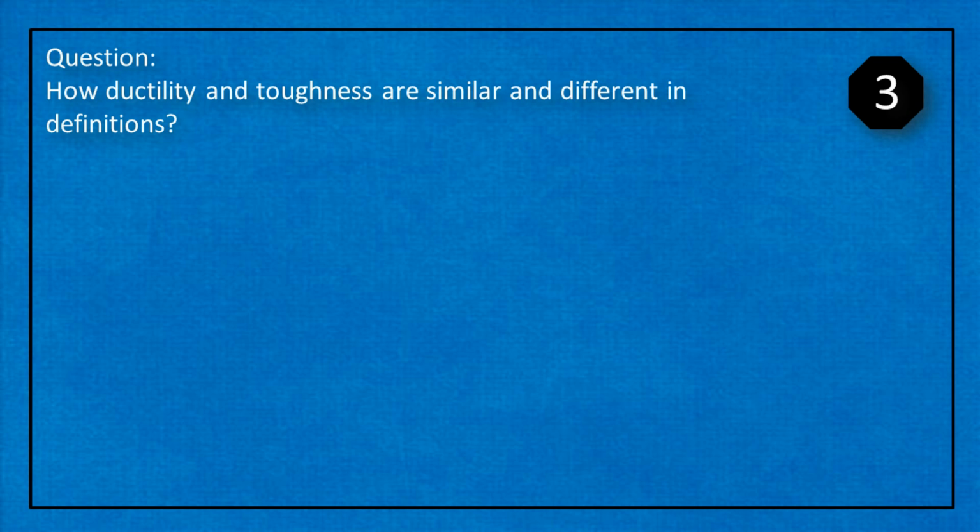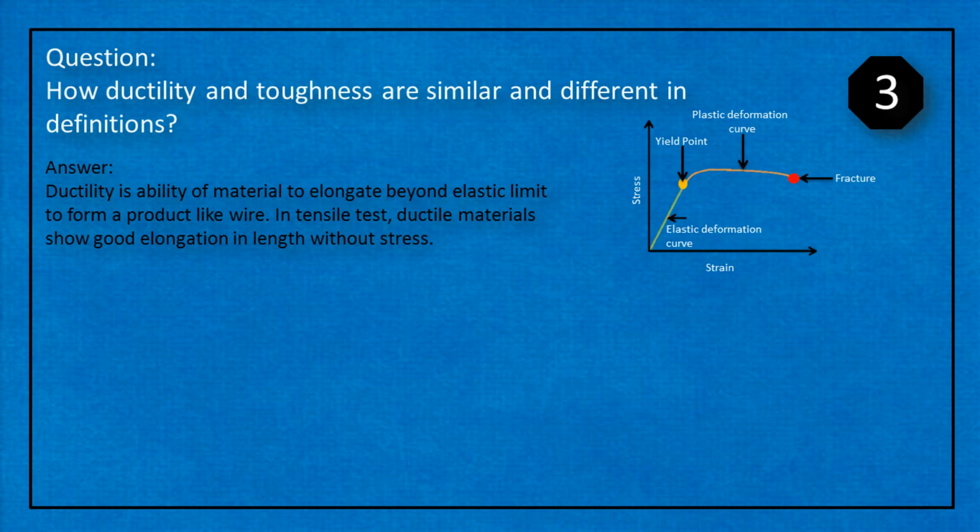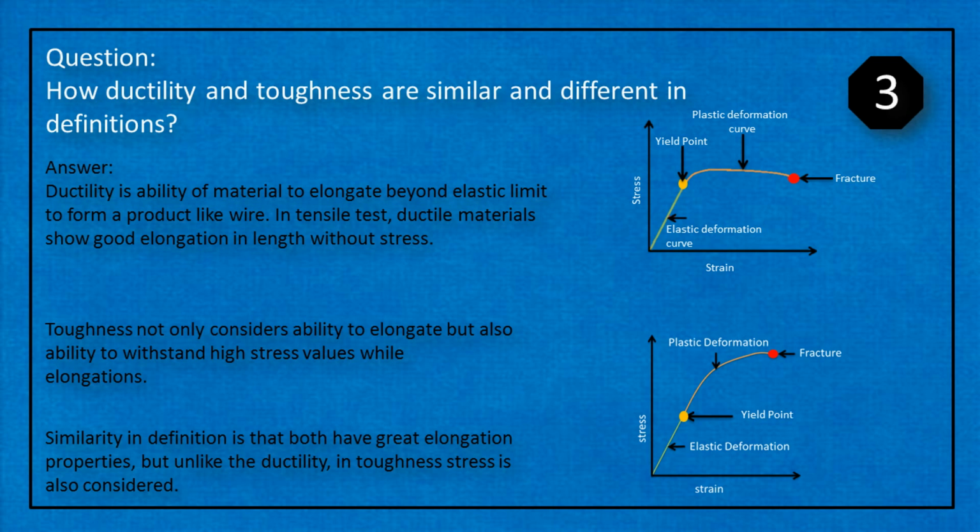Question: how are ductility and toughness similar and different in definitions? Answer: ductility is the ability of a material to elongate beyond the elastic limit to form a product like wire. In a tensile test, ductile materials show good elongation in length without stress. Toughness not only considers the ability to elongate, but also the ability to withstand high stress values during elongation. The similarity in definition is that both have great elongation properties. But unlike ductility, in toughness stress is also considered.